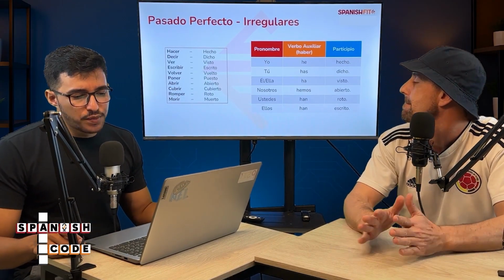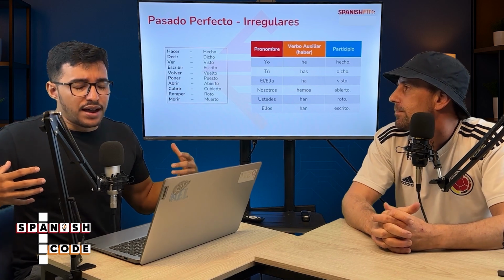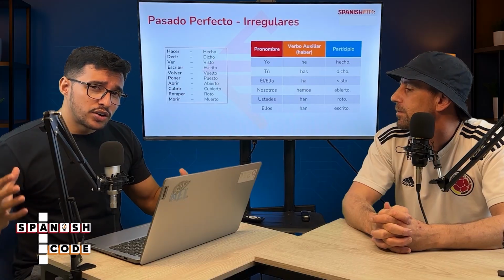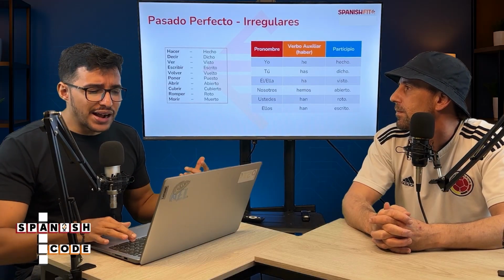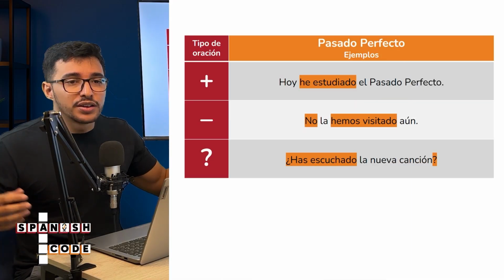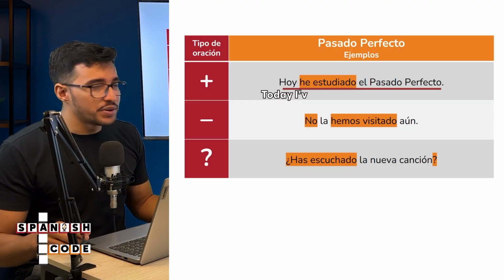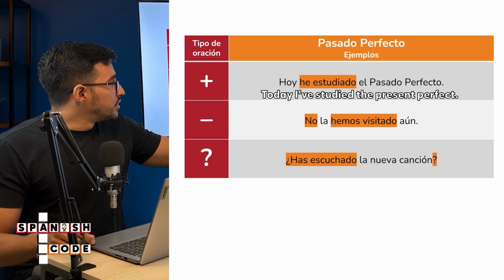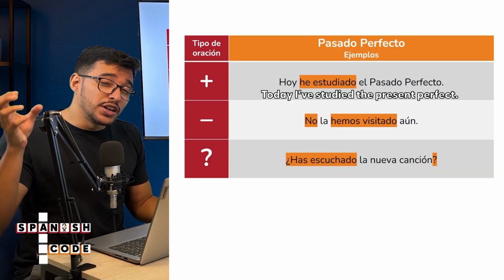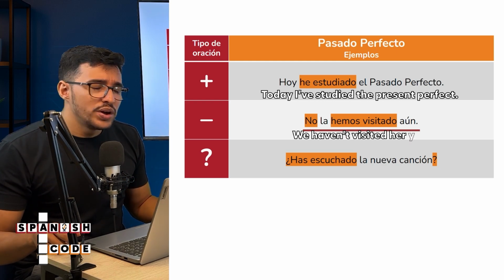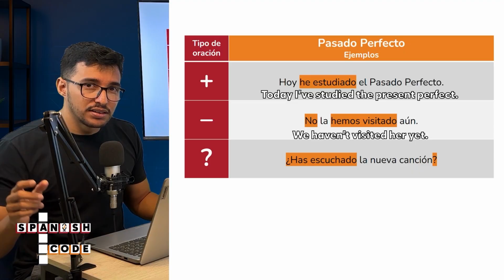Okay. And it's really important to remember how to create affirmative sentences. I've done this, you've done that, but remember, every time you're learning a new tense, a new conjugation, you need to practice this. Affirmative sentence, negative sentence, and how to ask questions. So practice this way too. You can say what you've done today, like hoy he estudiado el pasado perfecto. Today I have studied the present perfect. But if you're gonna say the negative version of it, you put the no in front of the conjugated verb, right? No la hemos visitado aún. We haven't visited her yet, right?